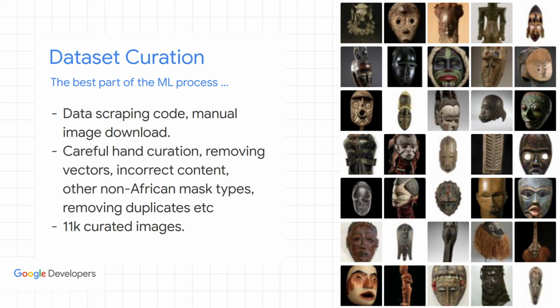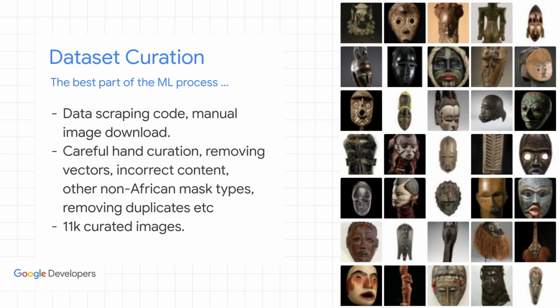For this project, it was all around data scraping, and in some cases manual image downloads. The next thing is to carefully hand curate every single image. Here you're removing vector images. We want actual images of masks, so we don't want vectors. You want to remove images that are incorrectly labeled. You want to remove masks that have nothing to do with Africa. And then finally, you need ways to identify and remove duplicates. There are some semi-automatic ways to do this, but I don't discuss that here.